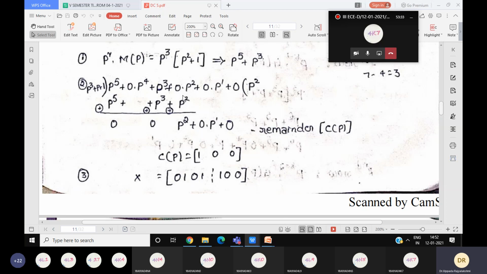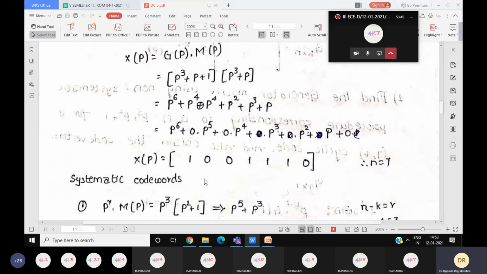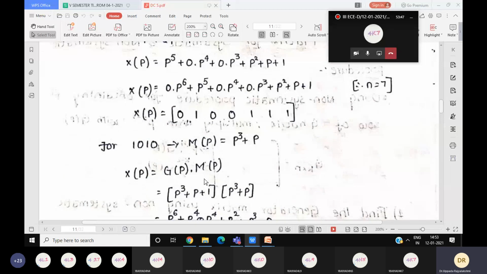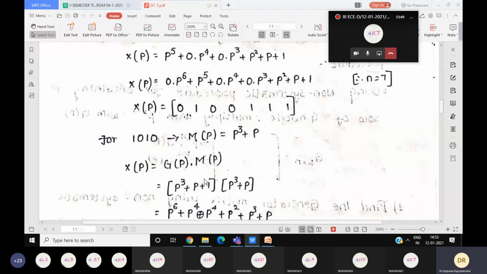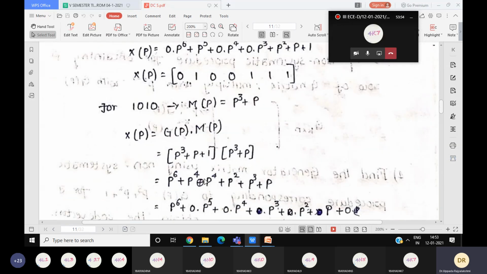And 0101 is the original message bits, followed by the check bits, the remainder 100. So that is our code. We are using which procedure? Systematic procedure. If it is not the systematic procedure, we just multiply the message and generator polynomial.